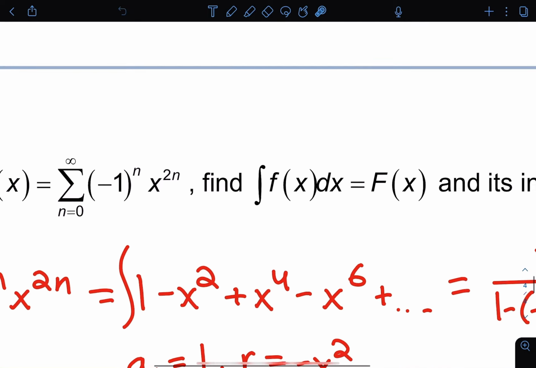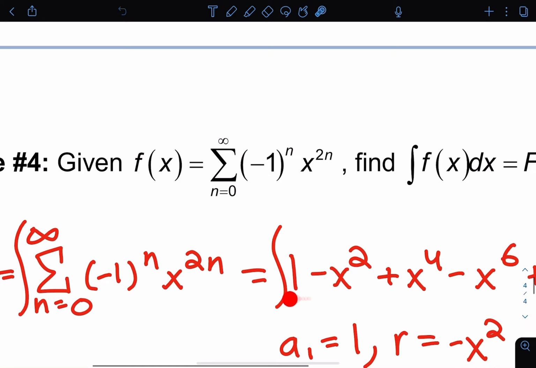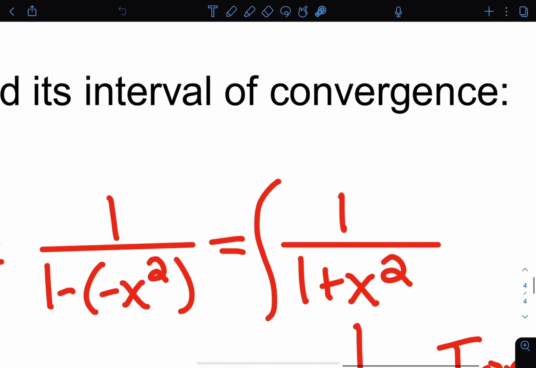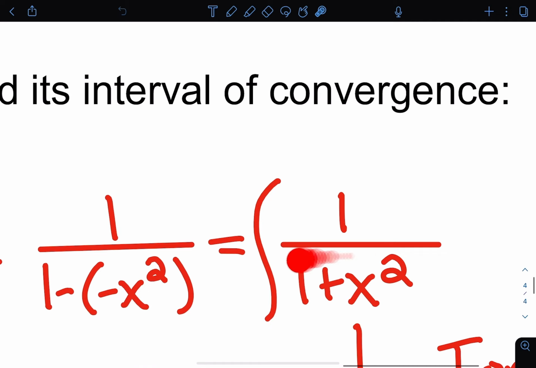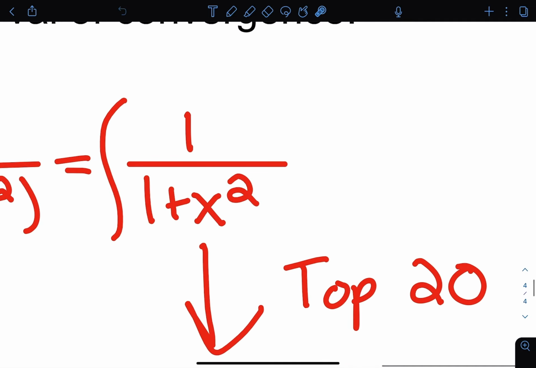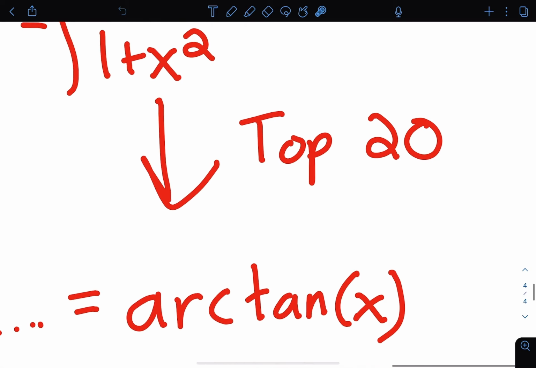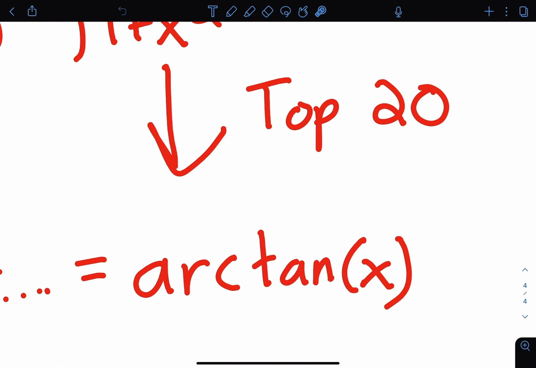What am I actually trying to do here? I want the integral of this. I'm taking the antiderivative, right? So integral of 1 over 1 plus x squared. Now, here's the thing. Technically, there should be a dx here, right? But there isn't. But nevertheless, do we know the integral of 1 over 1 plus x squared? I'm hoping alarm bells are ringing, right? Because that is a top 20 integral, folks, right? And that is arctangent, right? Good old tangent inverse, okay?